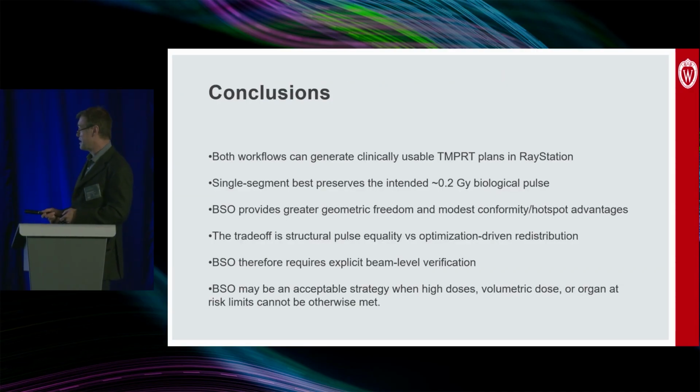So, the conclusions. Both of these workflows generate clinically usable TMPRT plans in RayStation. The single segment plan best preserves the intended 0.2 gray biological dose. So this is what the trial is recommending. The beam-specific objectives produce a nice geometric freedom, better conformality, better hotspot control, and probably, if I pushed on it a little bit more, better objectives on the normal tissues. So the trade-off is really structural pulse equity versus an optimization-driven redistribution.